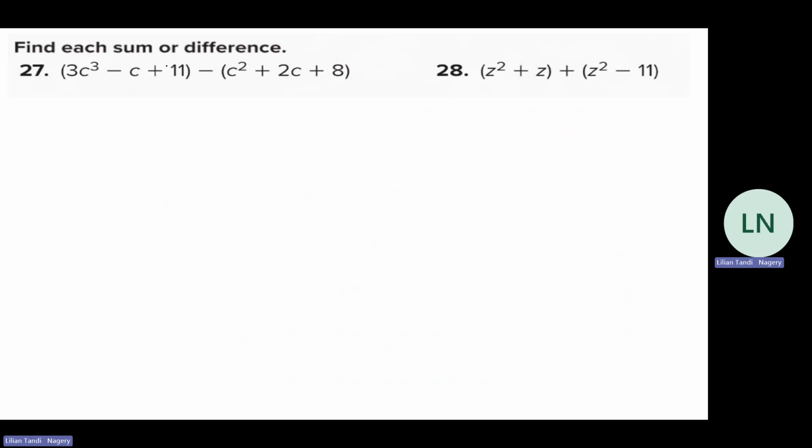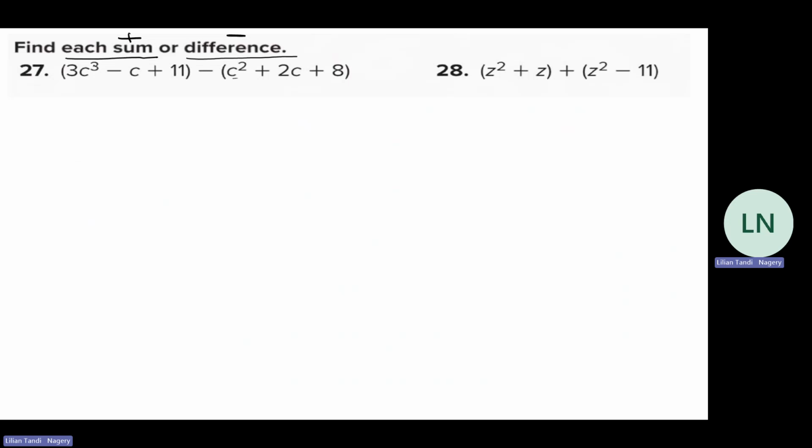Okay? The question here says, find each sum or difference. Sum means to add, difference means to subtract. So here we are subtracting. Okay? Now, who are friends? C cubed does not have a friend here. So C cubed does not have a friend. She already goes down there. C squared does not have a friend here. So it is 0 minus.